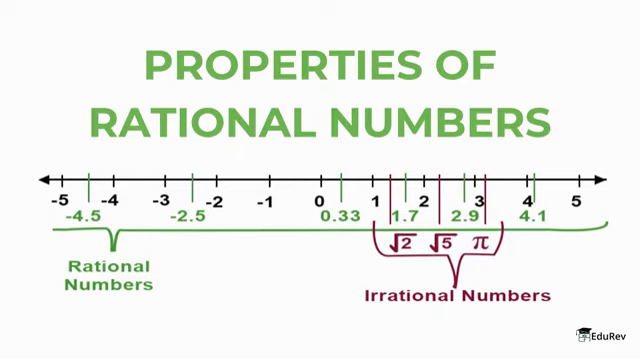Now we need to understand what the properties of rational numbers are. There are a lot of properties of rational numbers which we are going to study. For example, the closure property, the associative property, the distributive property, the commutative property, and other properties as well. So without further ado, let's begin with the first property.